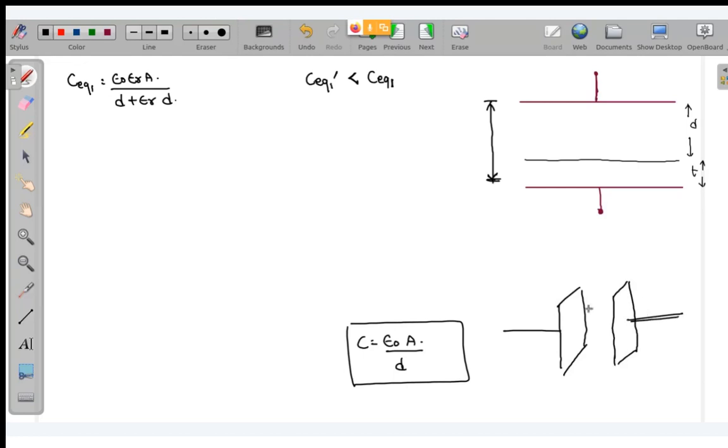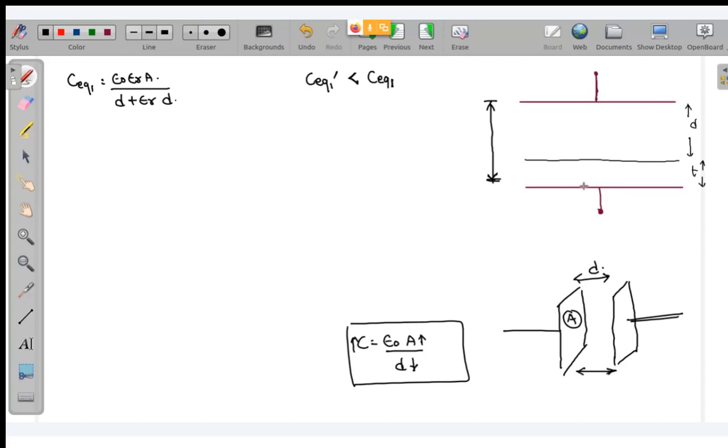So this is your capacitor which has area A and distance D. If I want to increase the value of capacitance, what can I do? Either I can increase the area, or decrease the distance between the plates. Now area I cannot change. How can you change the area of the plate? What you can do is manipulate this distance.